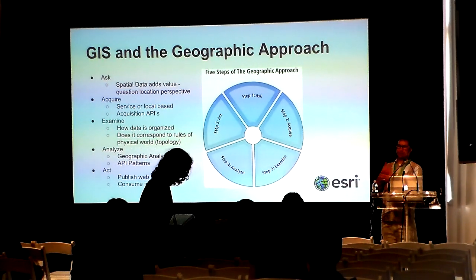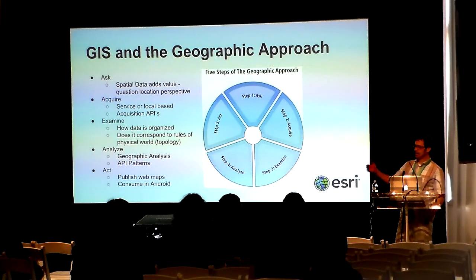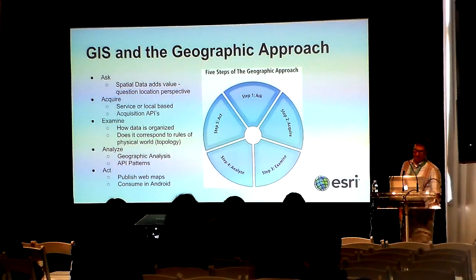Does a road intersect it? Does it come close to it? Does a line touch it? That sort of thing. How does it interact? So that's how you would examine.